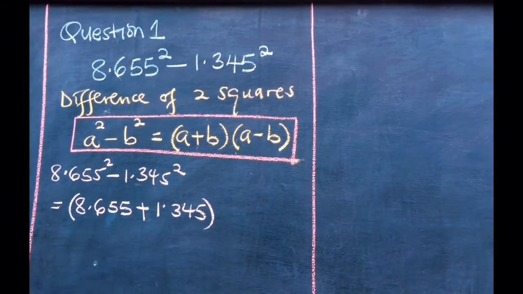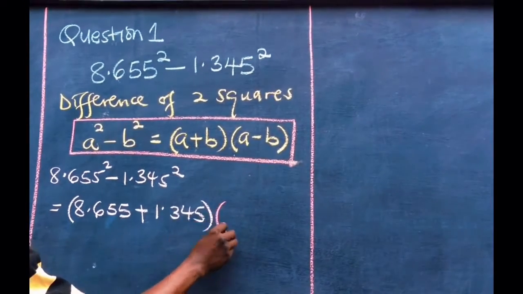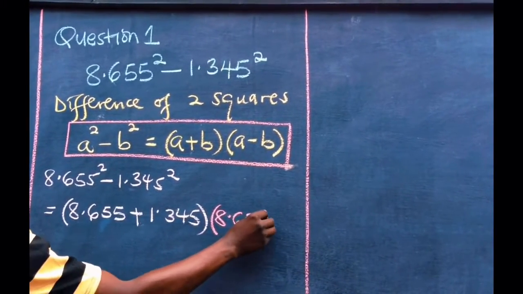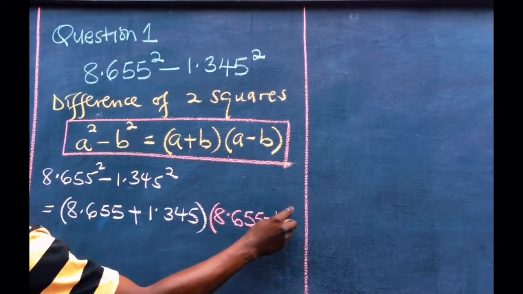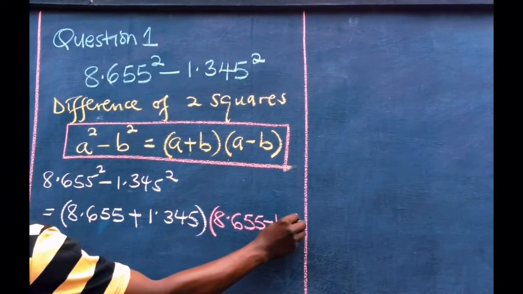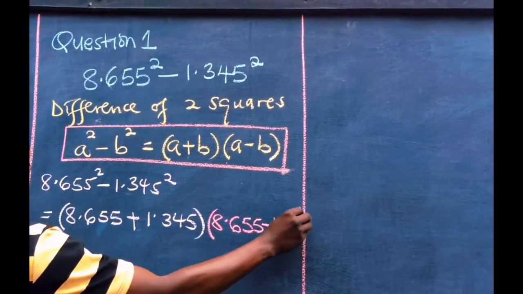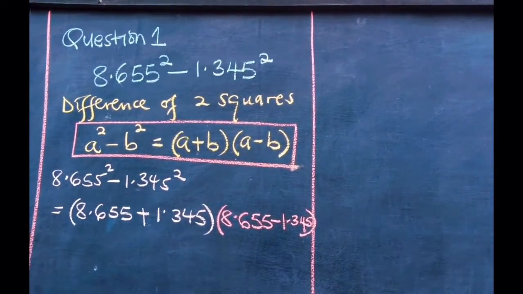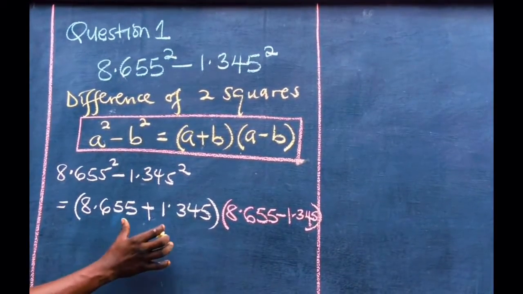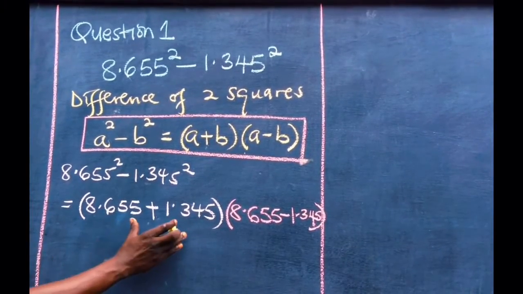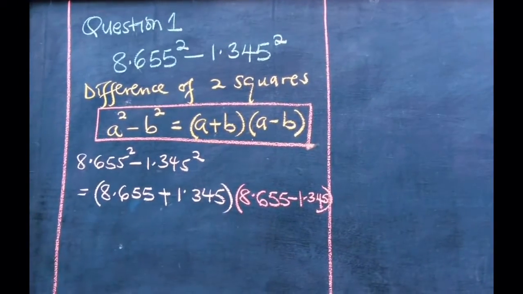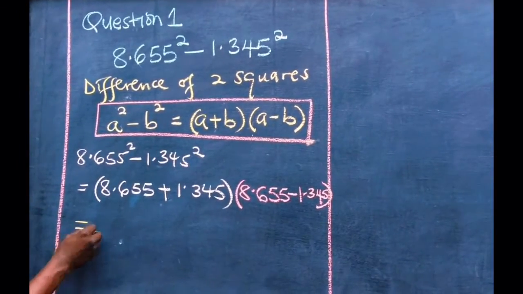And in the second bracket, we shall have 8.655 minus 1.345, and close the bracket here. What do we get? You can employ a calculator in this case. There's no problem because we already brought up the idea of a difference of two squares, and this would earn you a mark. And you could as well use mental work.